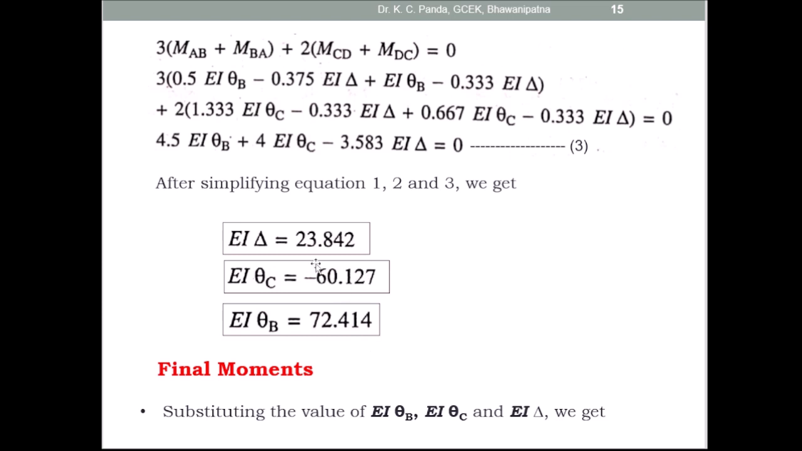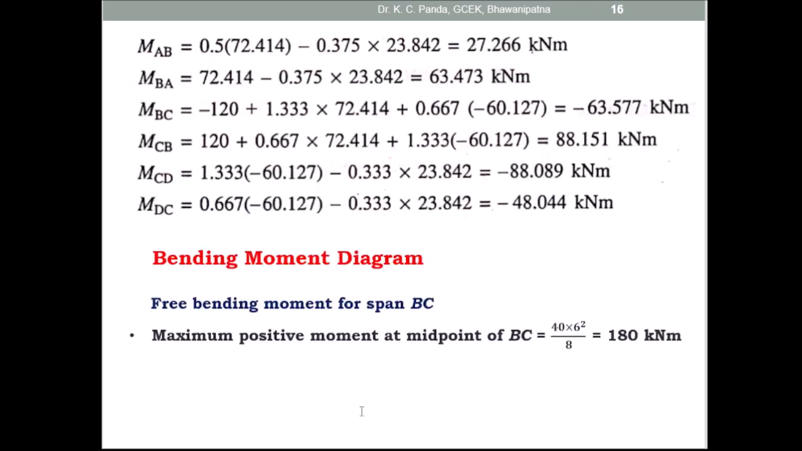Then after knowing these values and putting them in the slope deflection equation, you get the final moments. The final moment MAB is equal to 27.266 kilonewton meter, MBA is equal to 63.473, MBC is equal to 63.4577, MCB is equal to 88.151 and MCD is equal to minus 88.089. MDC is equal to minus 48.044 kilonewton meter.